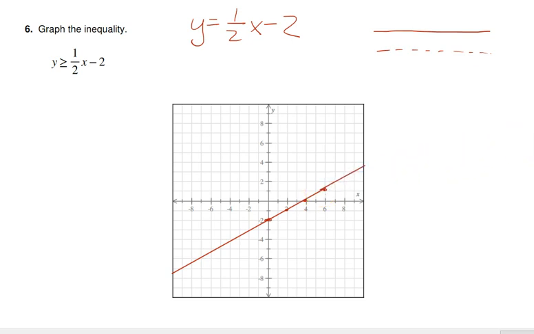Now, in an inequality, we also have to determine where we shade, because it's not just answers along the line, but a whole region of possible solutions. So remember, we had said that if we have a positive y is greater, then we're going to shade above the line. But we also had a test where we could put in, let's say, the origin, that's 0, 0, and see if this is then true.